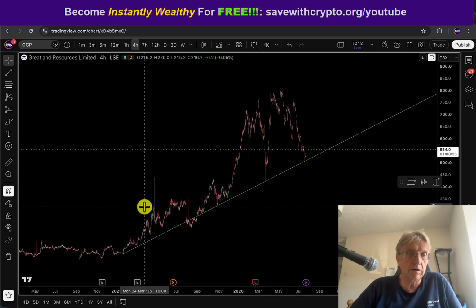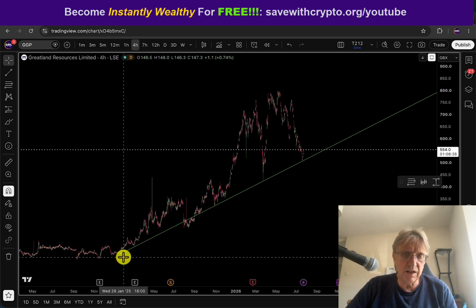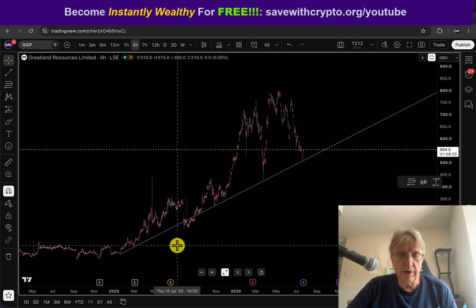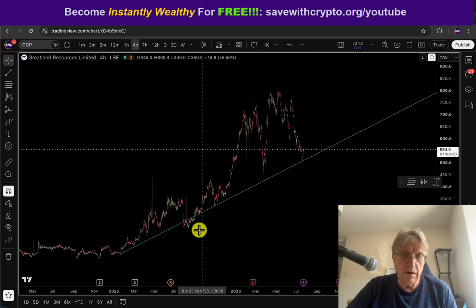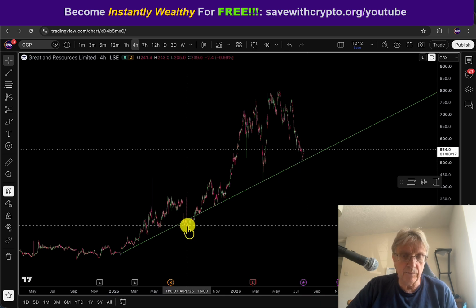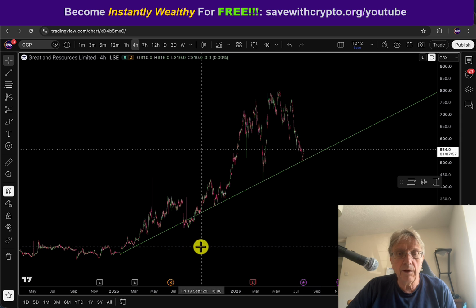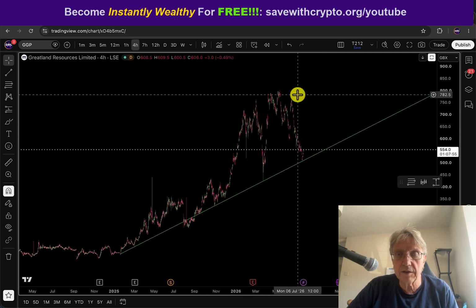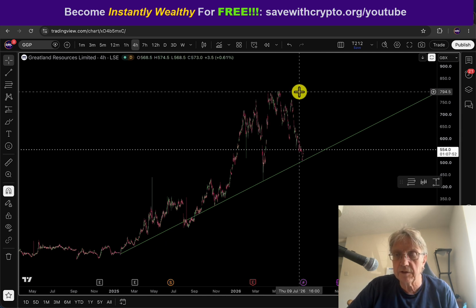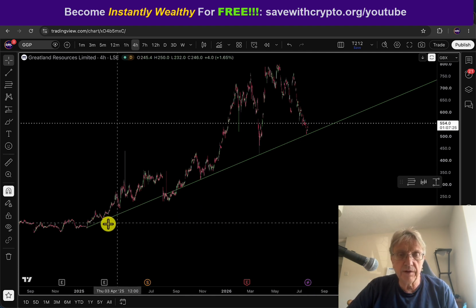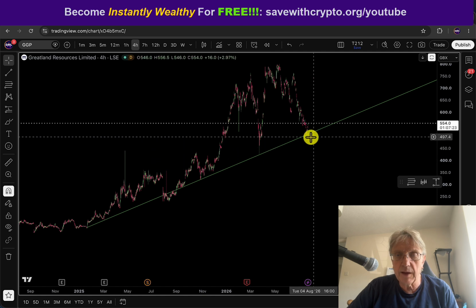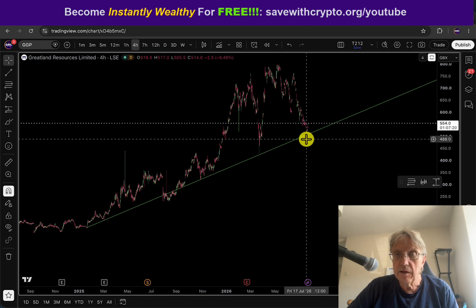Okay, so this is Greatland Resources Limited on the 4-hour chart, looking at the London Stock Exchange. I did draw this trend line in earlier on. I mean, it's not perfect, but we have got touches there, and there. Obviously, it dipped below here last summer. Now, it's quite a volatile stock, and it's been as high as about £8. At the moment it's down at like 5.54. So what I'm wondering now is, was that a bottom just there last week?